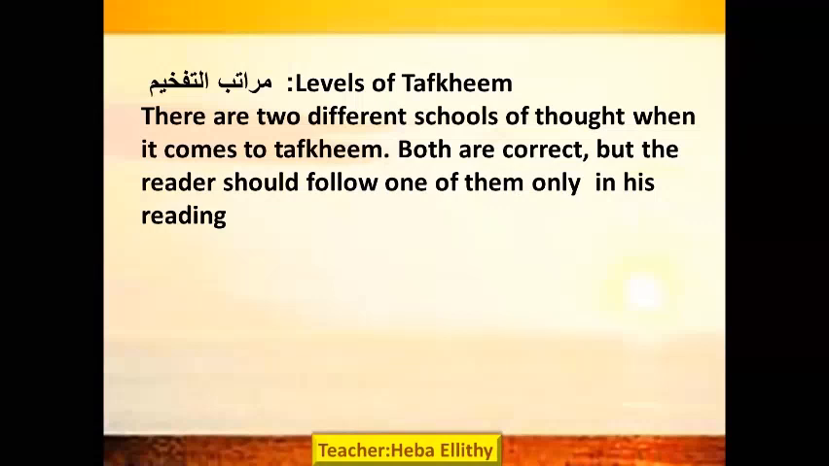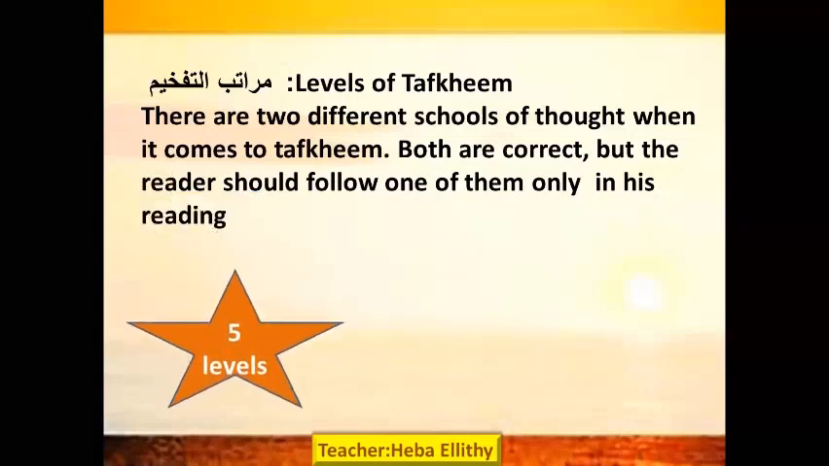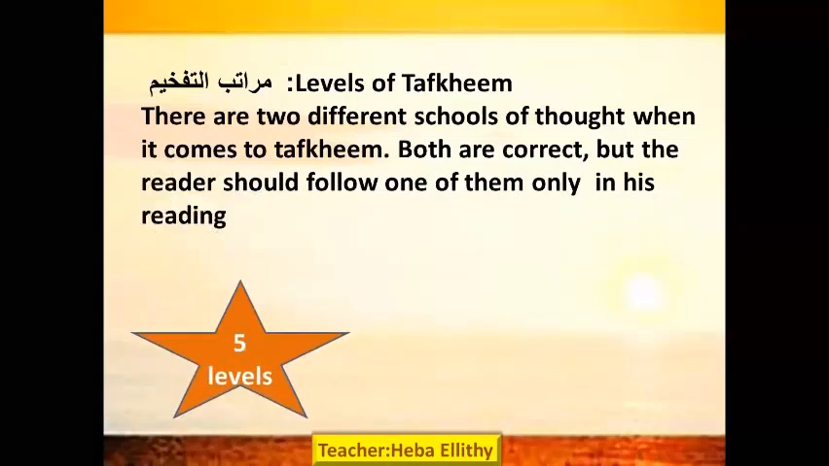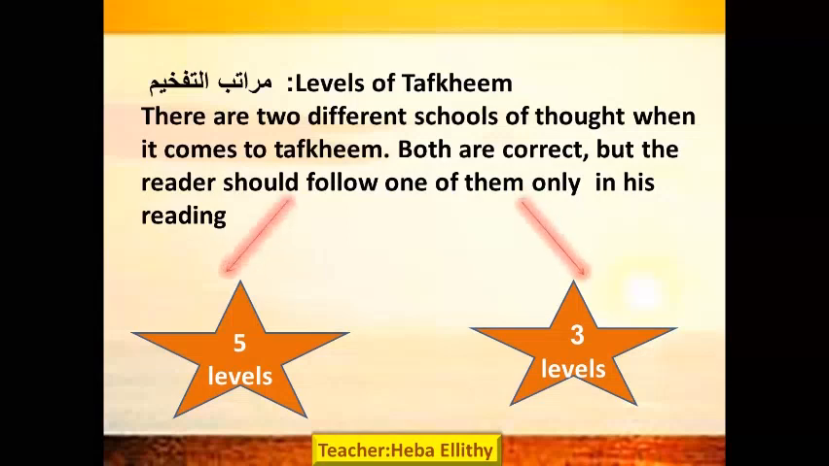Okay? Let's go and see more. The levels of تفخيم, and this is our main lesson. مراتب التفخيم. There are two different schools of thought when it comes to تفخيم. Both are correct, but the reader should follow only one of them in his reading. What are these two schools? The first school goes with 5 levels of تفخيم. The second school goes with 3 levels of تفخيم. My question: can I read in the same reading with the two schools at the same time? No. You should follow only one school when you are reading.